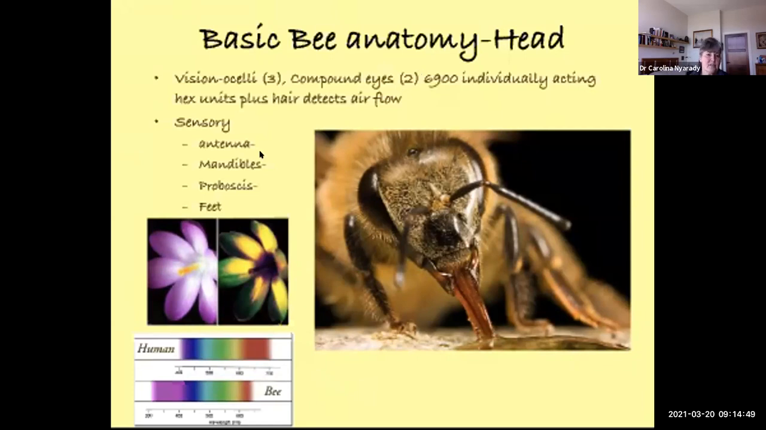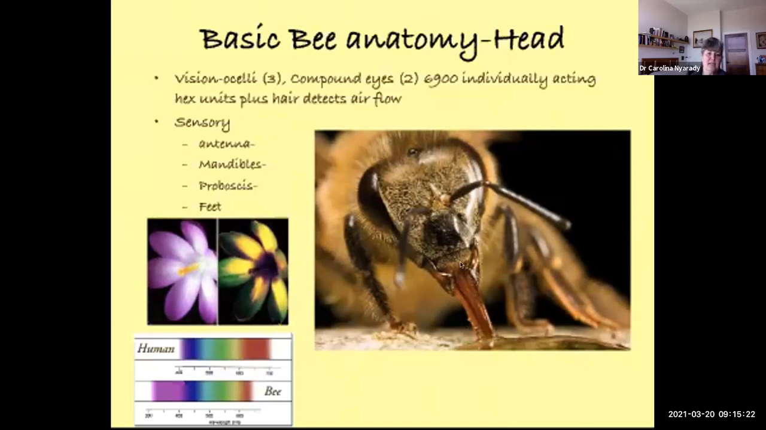Other sensory appendages within the head area are these mandibles that you'll see in the front here. And they're spoon shaped. They're used for molding things like wax. They can be used to drag dirt or dead bees out of the hive. They're also used for grooming oneself and one another. They can be used as tools for fighting. So these are very important appendages for the bee herself.